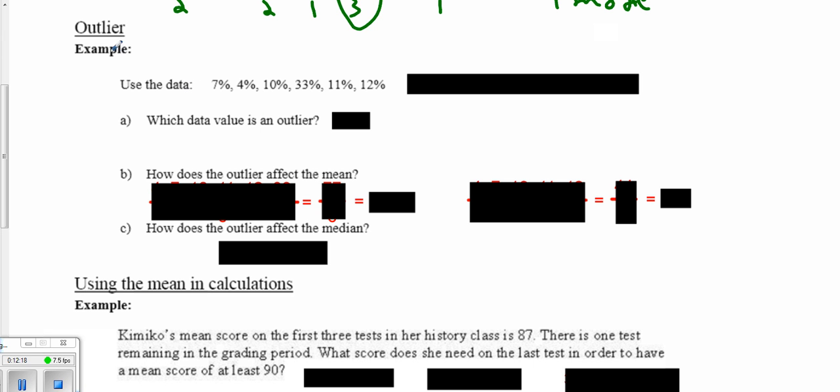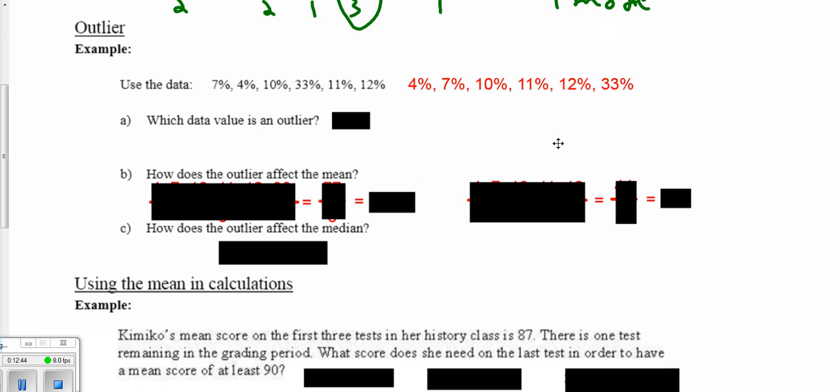Outliers. Let's look at some examples of outliers given our data. Now, if we were given 7%, 4%, 10%, 33%, 11%, and 12%, one of the things that will help us the most with this is to put it in ascending order like we did before. We're going to start at the bottom, 4%, and work our way up to 33%. This helps us organize our data and see it a little bit easier.